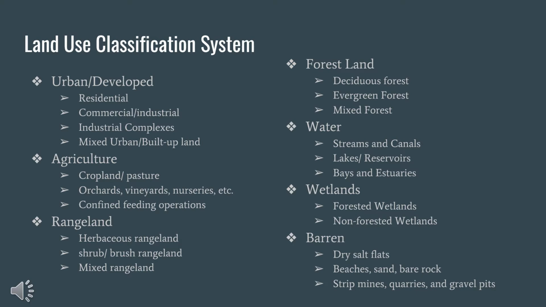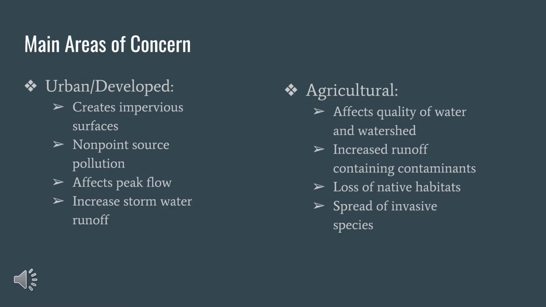The rangeland category mostly involves a mix of rangeland with shrubs and brush. The forest, water, and wetland categories are relatively straightforward as far as evergreens, streams, lakes, non-forested wetlands, things like that. And the 7th category is the barren land use, and this is mostly made up of beaches, bare rocks, and gravel pits.